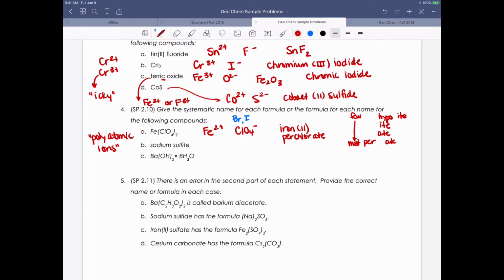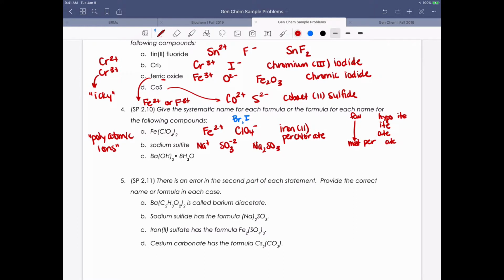All right, sodium sulfite. Sodium is pretty easy, that's always Na+. But for the sulfite, we have to remember that that is not the SO4, that's the SO3. The ites are going to be the lower number versus the ates, and these are -2 charge. So these are ones where not only do we have to remember the ites versus the ates, but we have to remember their charges as well. So this guy ends up being Na2SO3.